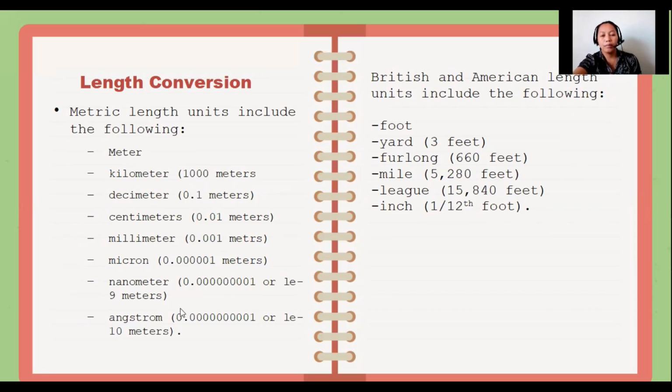So the British and American length units include also the following. Aside from the metric length units, we also have the British and American length units, which include the foot, the yard, which is equal to 3 feet. Furlong is equal to 660 feet. Mile is equal to 5,280 feet. League is 15,840 feet. And an inch is 1/12 foot.